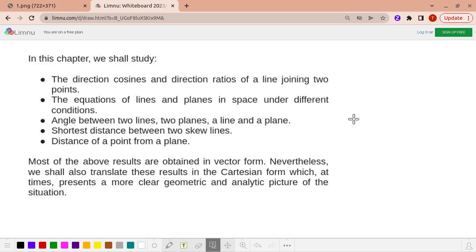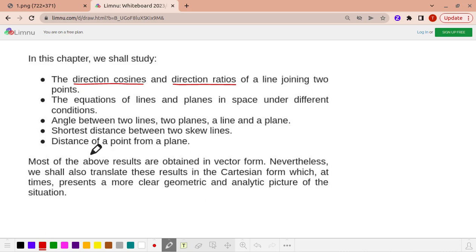So, in this chapter, what are we going to study? We are going to study first the direction cosine and direction ratio of a line joining 2 points. First we will understand what a direction cosine is, and from there we will understand what a direction ratio is. In the previous class, in vector algebra, we discussed direction and direction angle. So you can think of this as an extension of that.